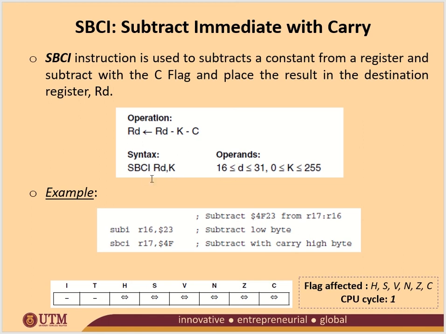Since this instruction ends with an I at the back, your GPR here needs to be from R16 to R31 only, because it involves an immediate value. What about your K? Your K can be from 0 to 255 in decimal or 0 to FF in hexadecimal. So this is the operation: RD minus K minus C, and put the result in RD.